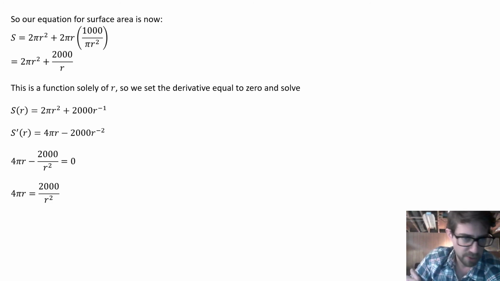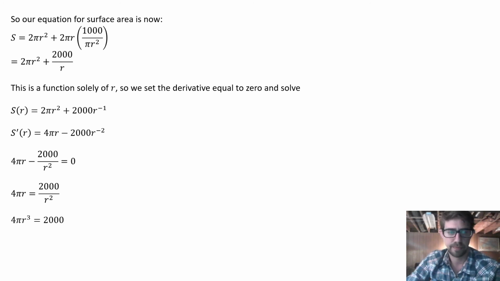Algebra, so I'm going to move that to the other side, and I'm going to multiply both sides by r squared to get rid of that denominator, which gives me 4 pi r cubed equals 2,000. Remember, we're solving for r, so divide by 4 pi. So r cubed is 2,000 over 4 pi. We have to take the cube root of that still, but notice that simplifies. So that simplifies to 500 over pi, and then finally we get our answer.